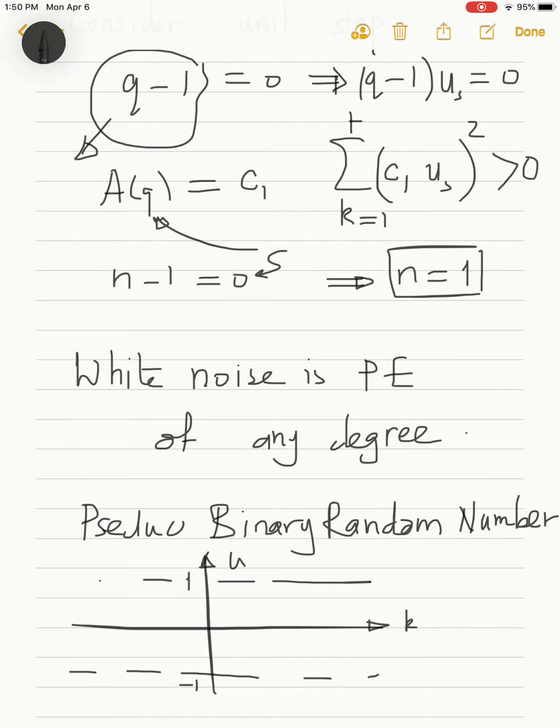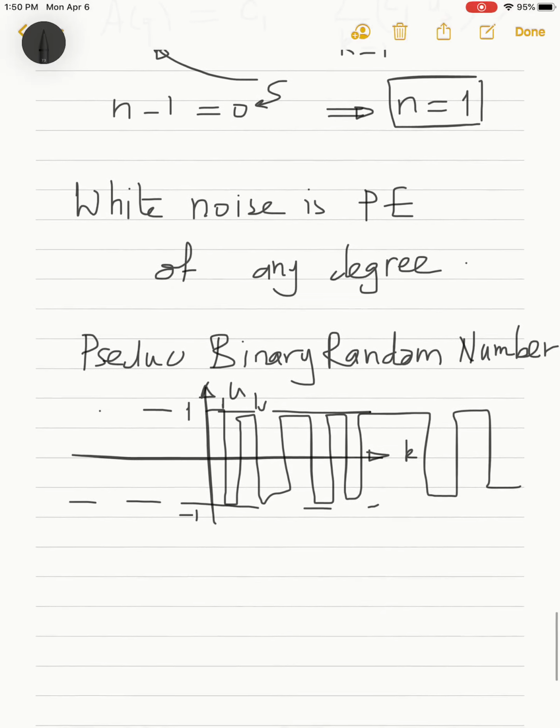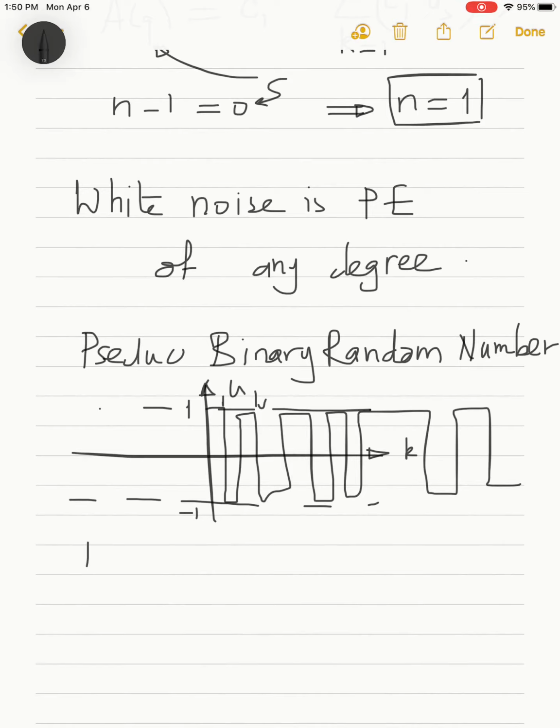However, the instant at which the signal changes between the two numbers, that's why it's called a binary number, the instant at which this switching occurs is random. So you would get something like this. These instances of change from 1 to minus 1 occur at random instants of time. Actually, this is a good simulation in practice of white noise, and that signal is actually used instead of the white noise.